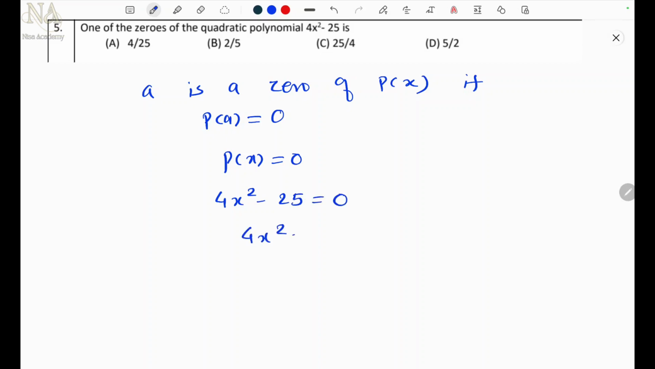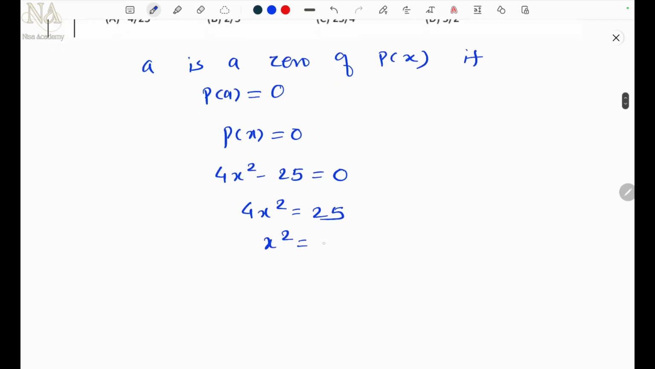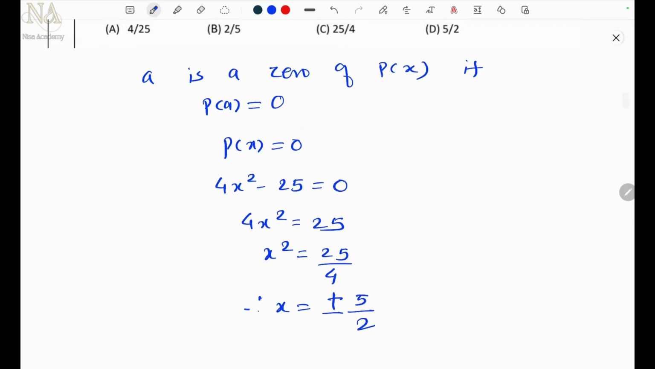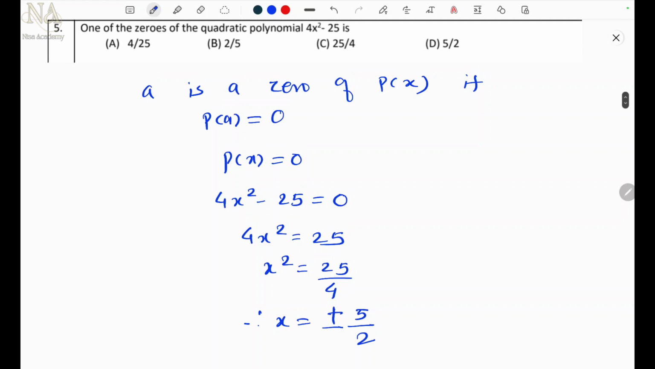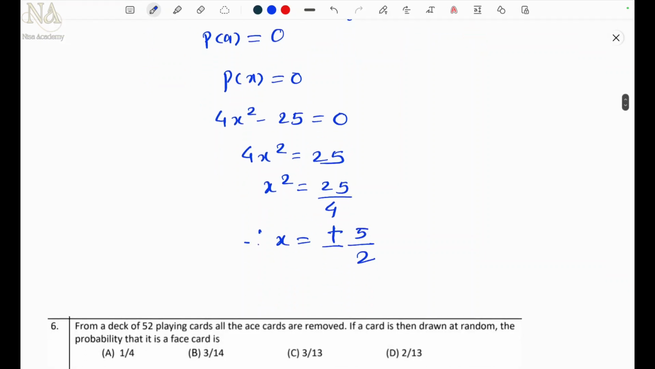Therefore, 4x square equal to 25, so x square is equal to 25 upon 4. Therefore, x is plus or minus 5 by 2, taking the square root. So one of them you have to find: plus 5 by 2 and minus 5 by 2. Plus 5 by 2 is given in the options, so that is the answer. Okay, understood? Let's go for the next problem.